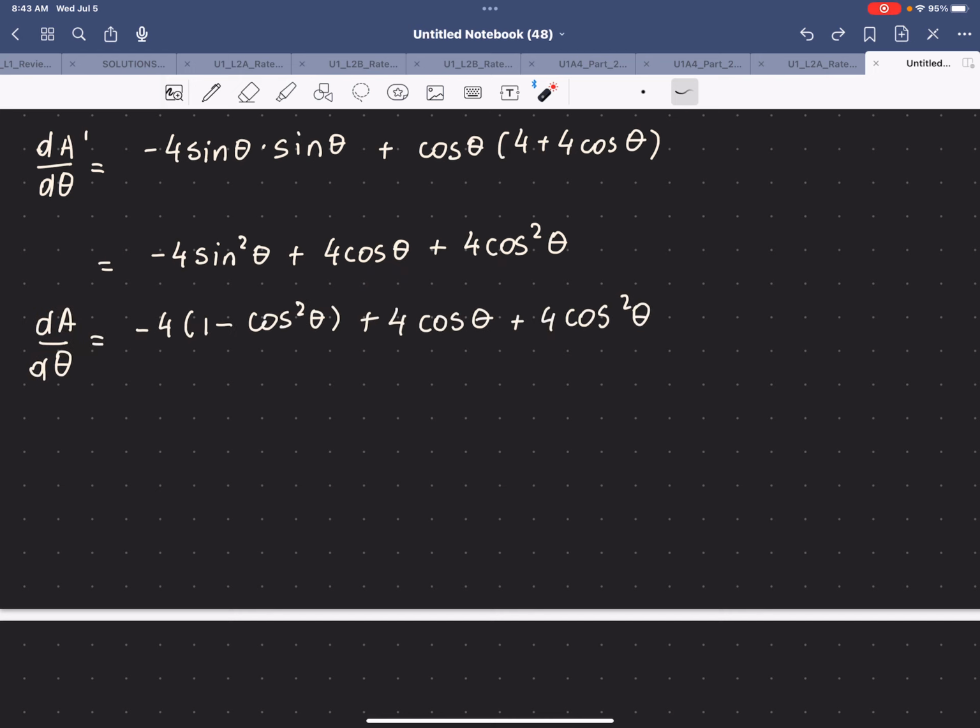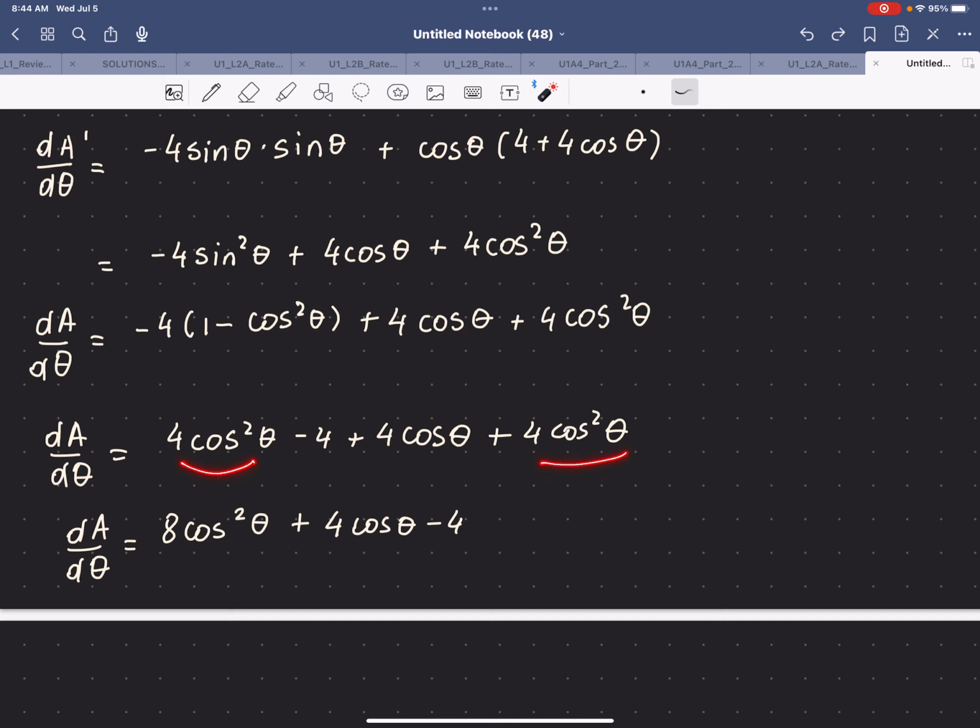Now, it is in our best interest to express the derivative in terms of cosine only, because to find the optimum means to make the derivative 0. So the optimum value will happen wherever the derivative is 0. So 4, replace sine squared by 1 minus cosine squared, plus 4 cos theta plus 4 cos squared. That will give us, in a more simplified form, 8 cosine squared theta plus 4 cos theta minus 4 equal to 0.